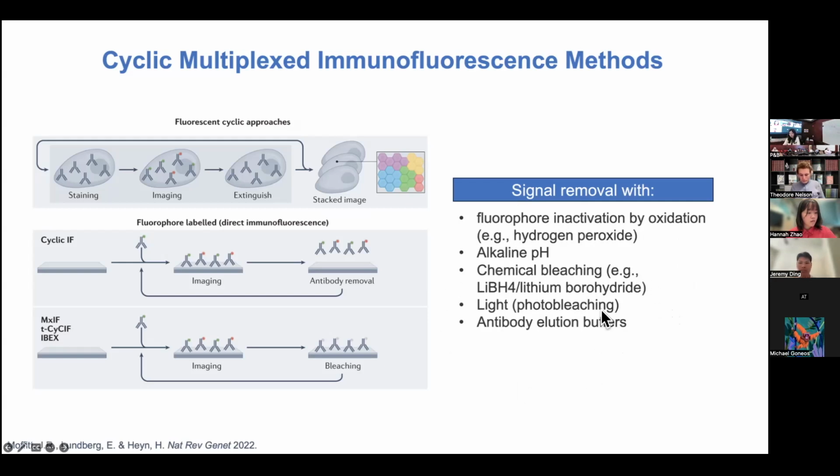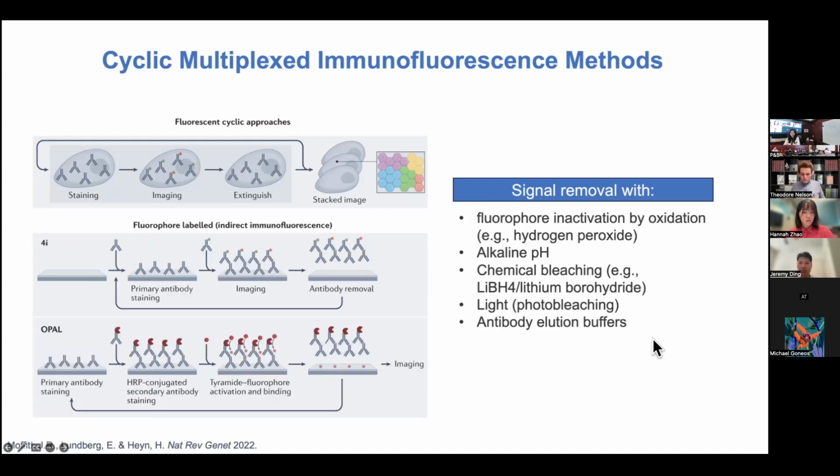A lot of technologies use photo bleaching, doing photo bleaching of the fluorophore essentially. So you're keeping all of the antibodies and detection probes, but you're basically killing the fluorescent probes and adding another set of probes in another cycle. And there are also now developed antibody elution buffers, which are very similar to chemical bleaching but a little gentler, to elute the antibodies and do the staining again. So these are different strategies.